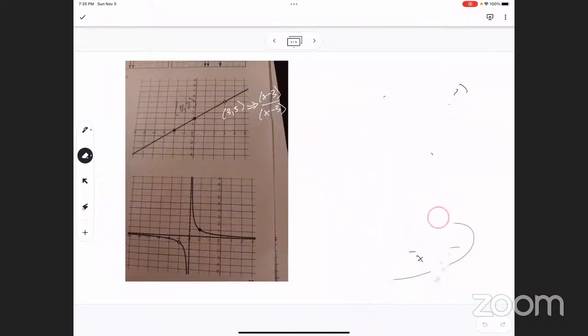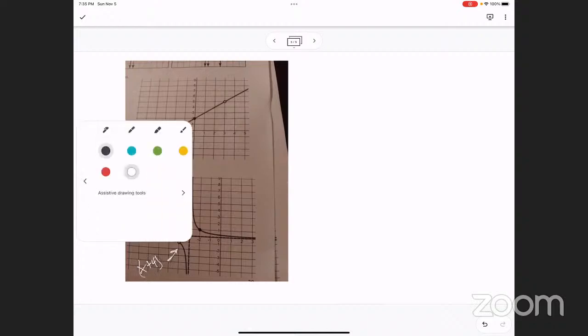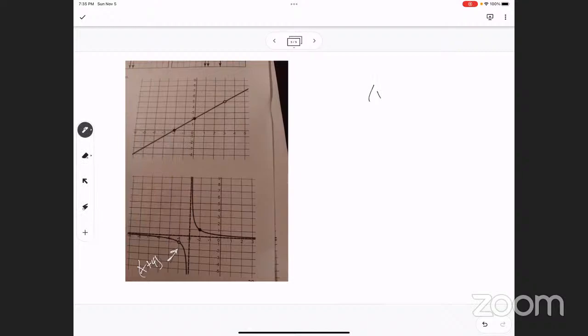Okay, now let's do the one on the bottom there. So for that one, a little bit more standard, but we still have a hole here. So remember, what does that hole mean? That hole means I have a factor of x plus 4 on the top and on the bottom. Right? That makes sense? Plus 4. So let's start by putting an x plus 4 on the top and on the bottom.